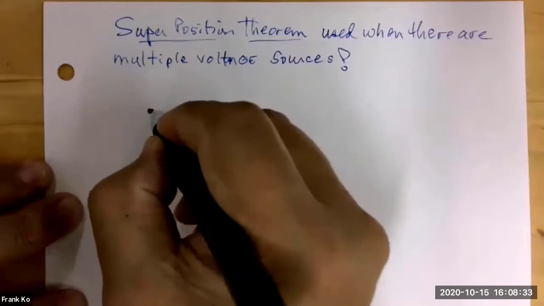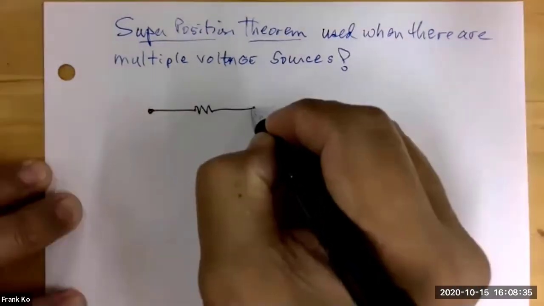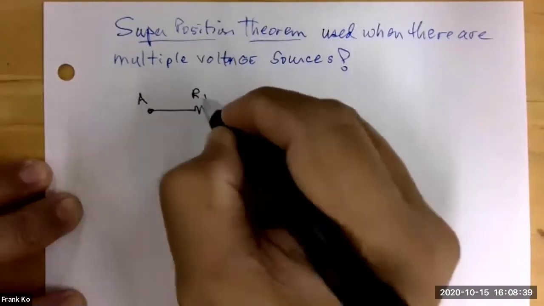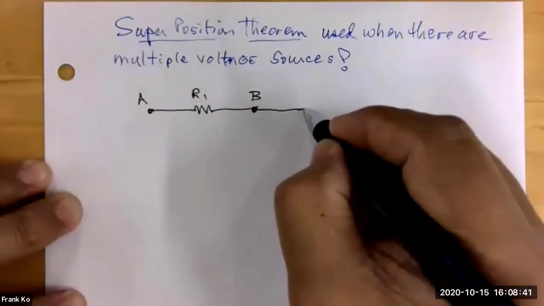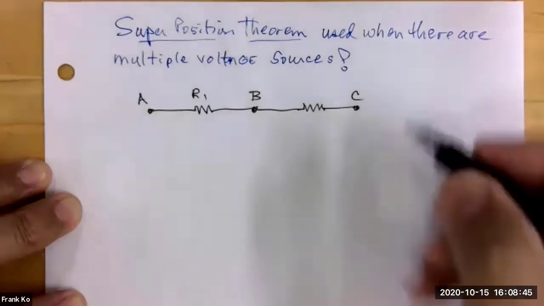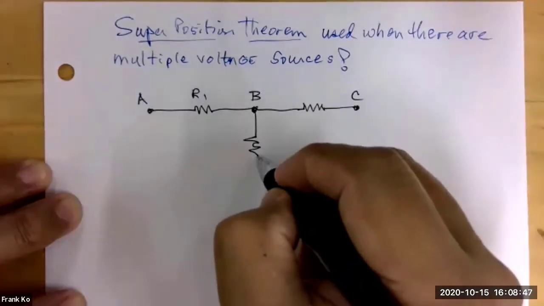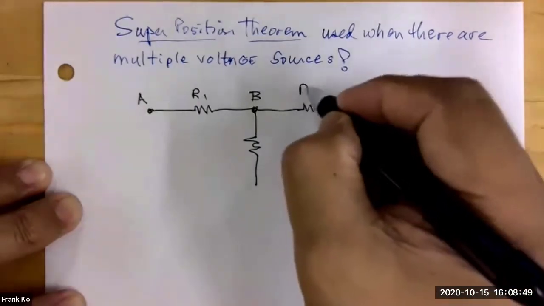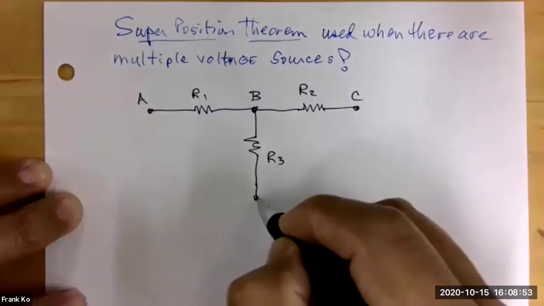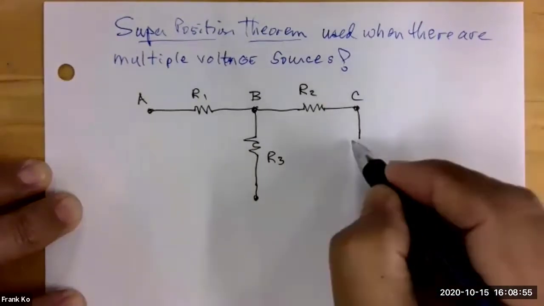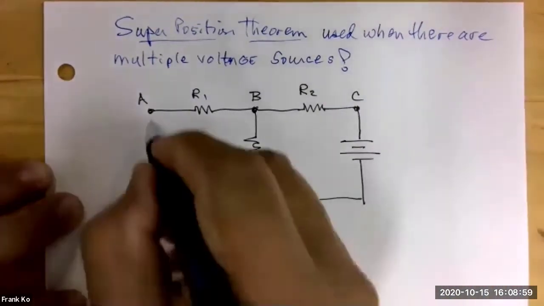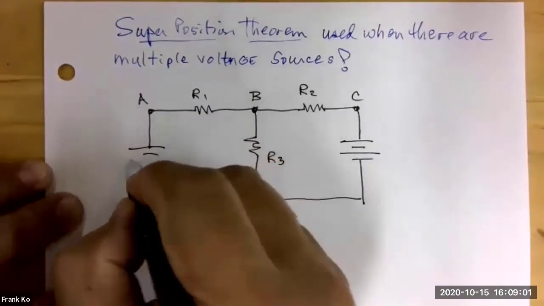I may have a resistor. I will call this point A, point B. Let's label this R1 and come over here. This will be a point C. This will be a resistor right here. This will be an R2. This will be an R3. I will put a voltage source here, and I will put a voltage source over here.